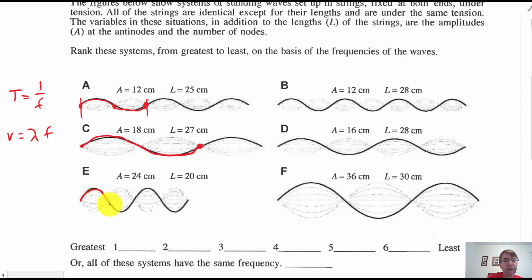I have a wave that goes from here to here. That's 1 wave. That's the second harmonic, first overtone. There's 2 full waves in E. So I do this all by visual.